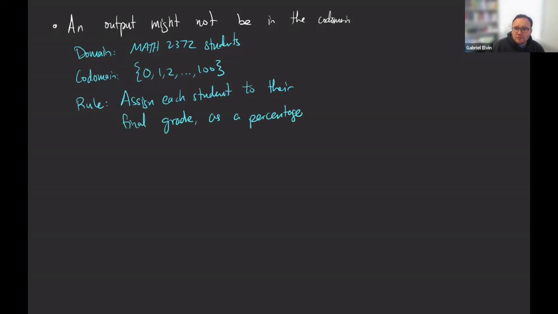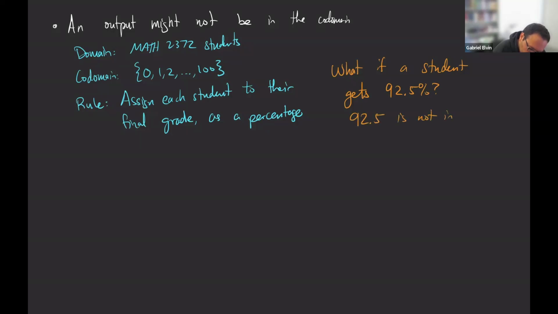So what's the problem here? Well, at least in my experience, I've never had a class where everyone's final grade is a whole number percent. Usually there are decimals involved. So now what if a student gets a 92.5%, right? There's no way to assign them to something in the codomain, right? 92.5 is not in the codomain. So that's another way some sort of relationship or assignment might not be a function.